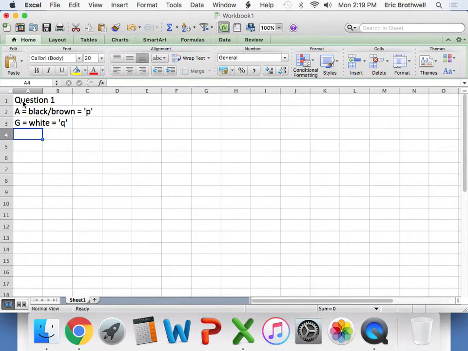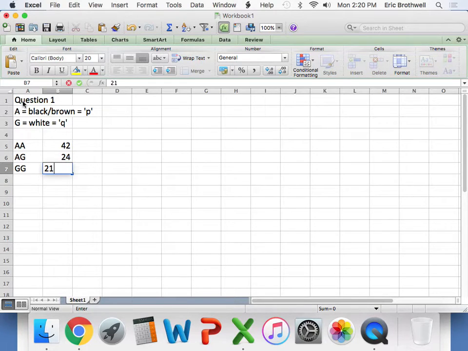Researchers have obtained these data. So they have for AA, there turn out to be 42 of them. For AG, there turn out to be 24. For GG, there turn out to be 21. So determine P and Q, then determine if we're in equilibrium or not.